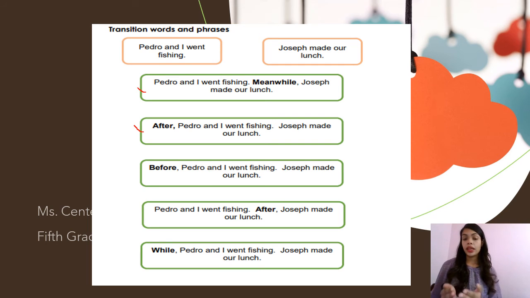After is in the beginning of the sentence, but it still works as a transition word, and it still glues the two ideas together. Okay?